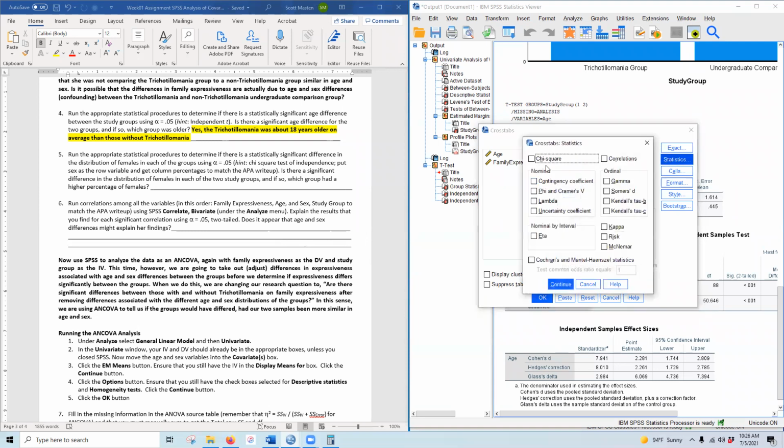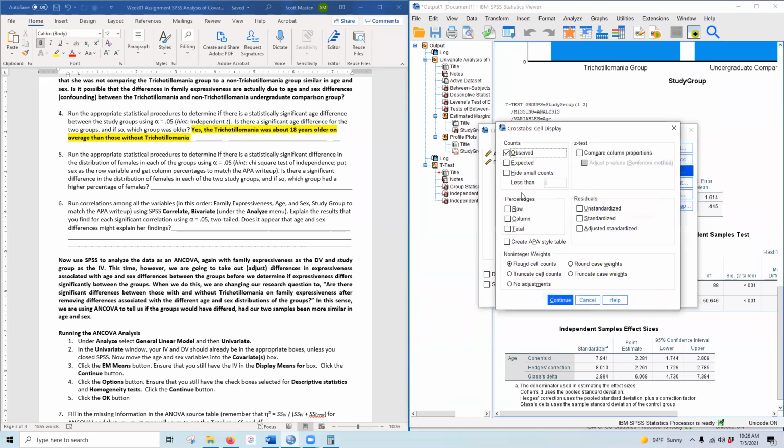So I'm going to go under statistics, click chi-square. I will go under cells and I'm going to get what I said to get, which is column percentages. Cool, because they're going to match the APA right up. And I need adjusted standardized residuals. I think that's it. That's probably pretty good.